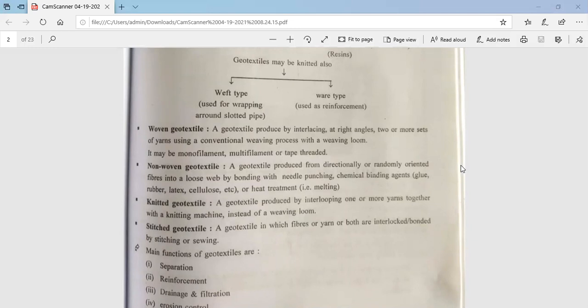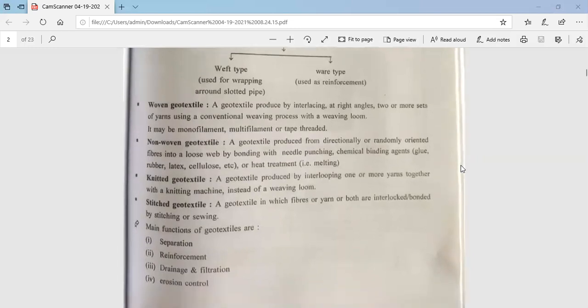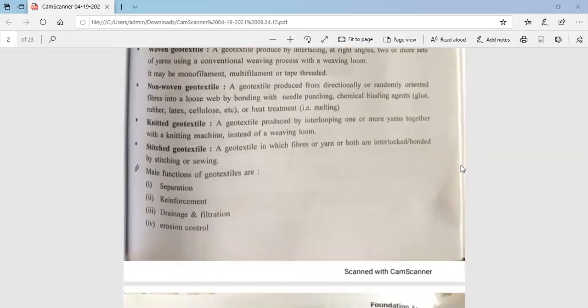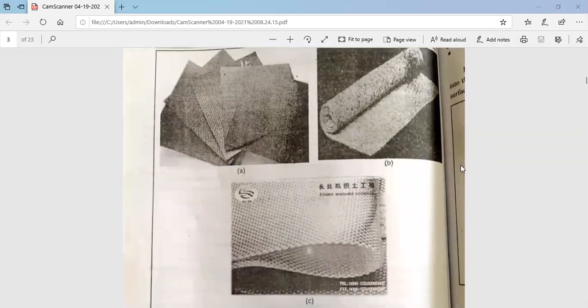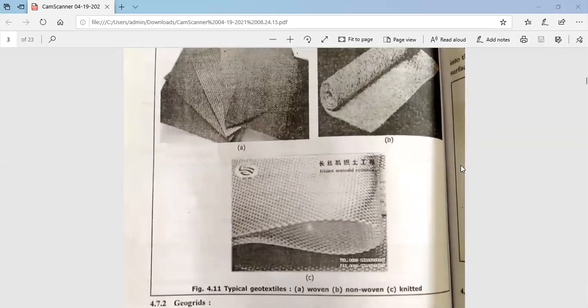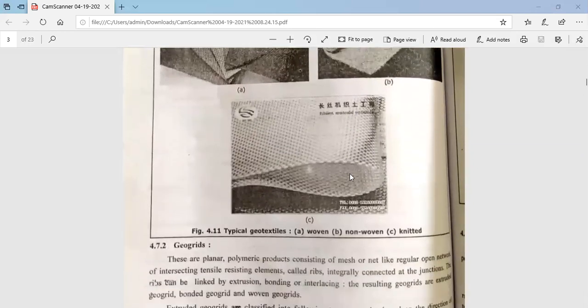So next is knitted geotextiles. A geotextile produced by interlooping one or more yarns together with a knitting machine instead of a weaving loom, right? And the last one is a stitched geotextile. So a textile in which fibers or yarns or both are interlocked or bonded by stitching or sewing. So the main functions of geotextiles are separation, reinforcement, drainage and filtration, and erosion control. As you can see in this figure, the first figure shows a woven type material, the second one is a non-woven, and the third one is a knitted, right?